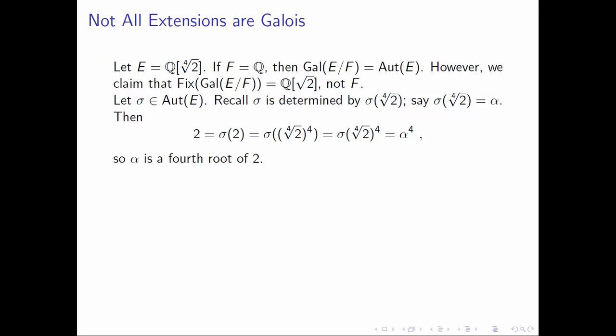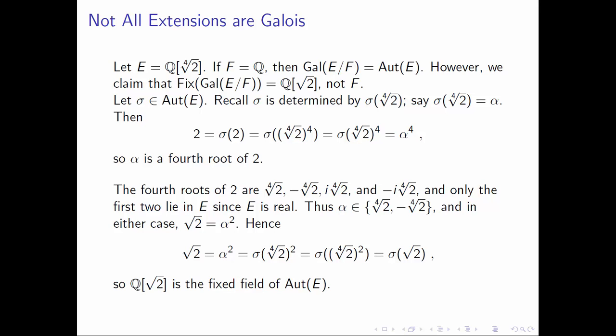Since 2 is a rational number, it's going to be fixed by sigma. And so we have that 2 is equal to sigma of 2. And 2, one way of writing that is that it's the fourth root of 2 raised to the fourth power. So once we do that, we have sigma is an automorphism of a field, so we can take all powers outside of sigma. So sigma of the fourth root of 2 to the fourth power is equal to sigma of the fourth root of 2, that whole thing raised to the fourth power, which is alpha to the fourth power. So we can see that alpha must be a fourth root of 2, even though we started out a priori not knowing what alpha has to be. It has to be a fourth root of 2.